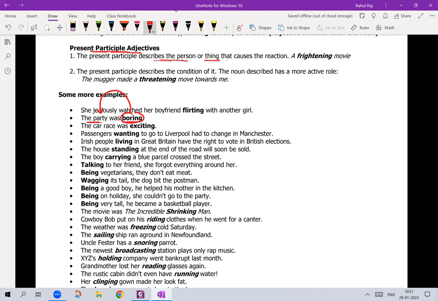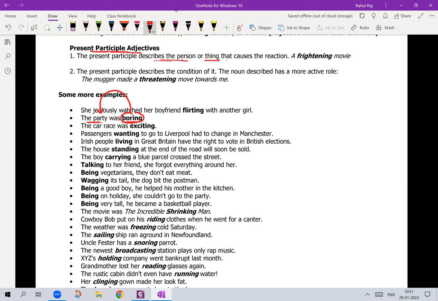The point is, you can't have a sentence without a subject and a verb, no? The party was. Okay, that's it. You can't have a sentence without a subject and a verb. So boring is not a verb over here. Boring is something which is trying to describe the party. The car race was exciting. Exciting is not a verb. Okay. Is plus ing, was plus ing is a verb, but they are not always the verb. The second line of that says that, right?